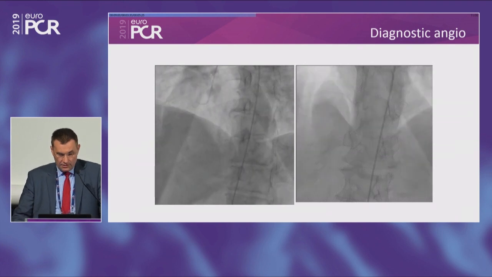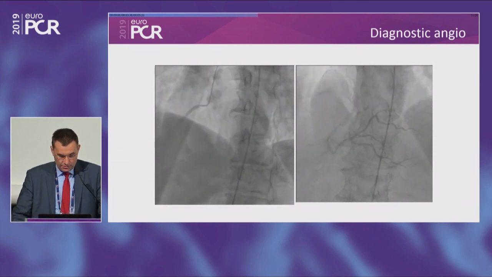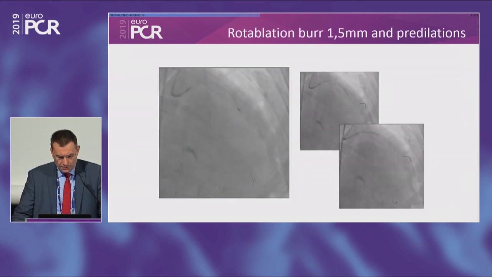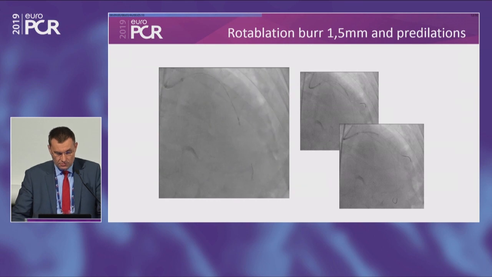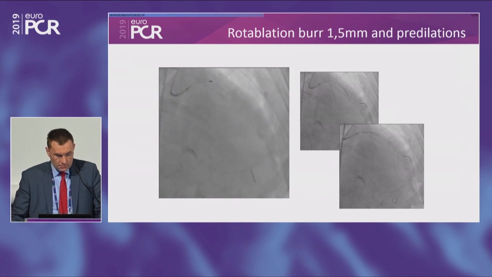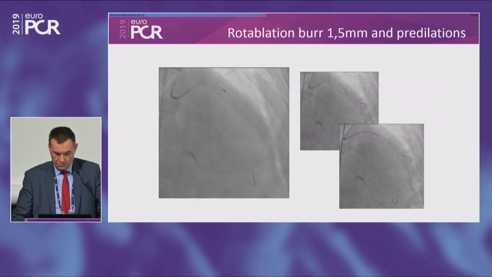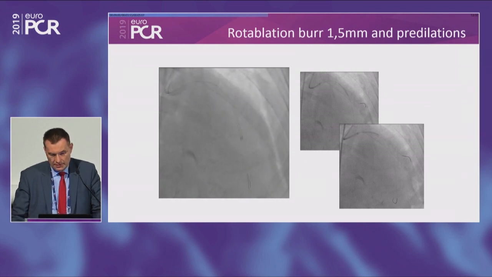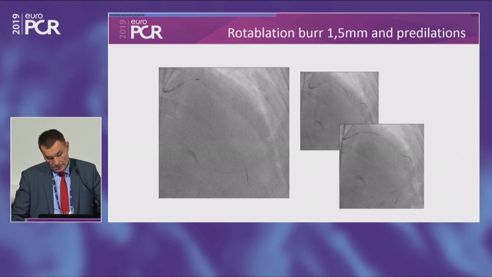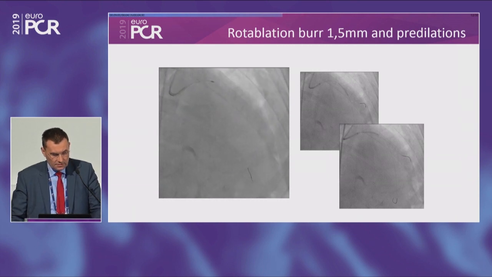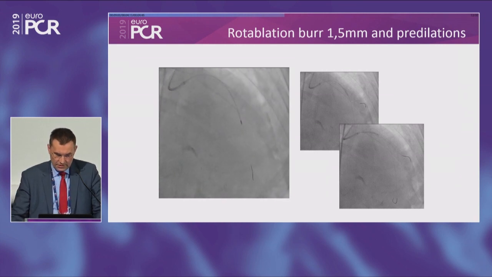The right coronary artery was relatively normal and dominant. After placement of the wire and trying to predilate the left main, the balloon was very difficult to push. So I switched to rotablator, and we made a rotablation with a 1.5 burr. From our previous experience, we know very well that any obstacle to placing the BiOSS inside the vessel could lead to very dramatic complications. This is why in those situations I switched very fast to rotablation.